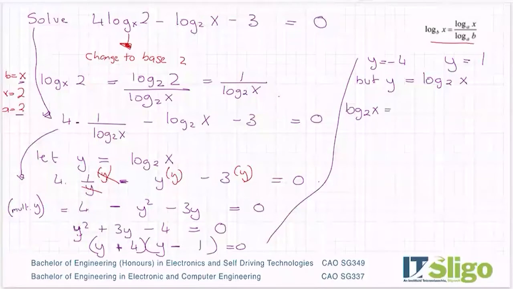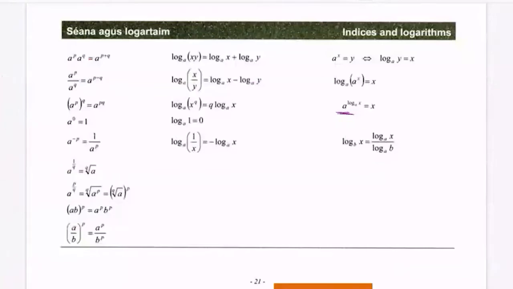So log to the base 2 of x is equal to minus 4, and log to the base 2 of x is equal to 1. I'm going to use this rule like I normally do to cancel the log and be left with just the x.